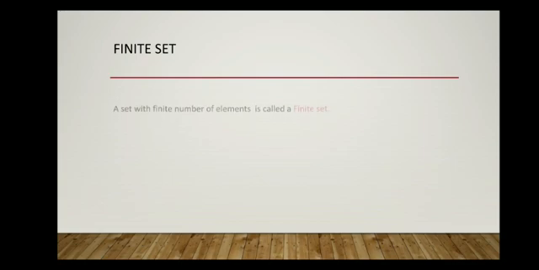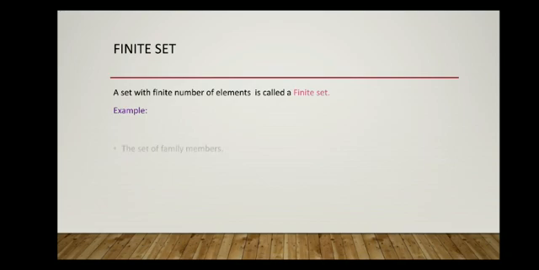Definition of finite set: a set with a finite number of elements is called a finite set. If a set is having a finite number of elements, then that set is called a finite set. Example, the set of family members. In your family, how many members will be there? That you know. So that number is finite. This set will be having a finite number of elements. So the set of family members is a finite set.